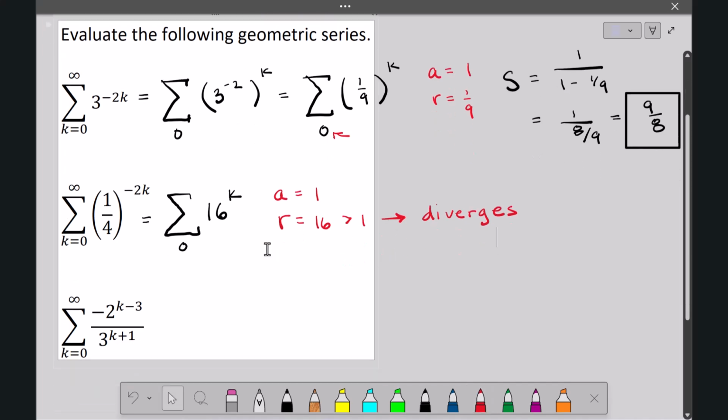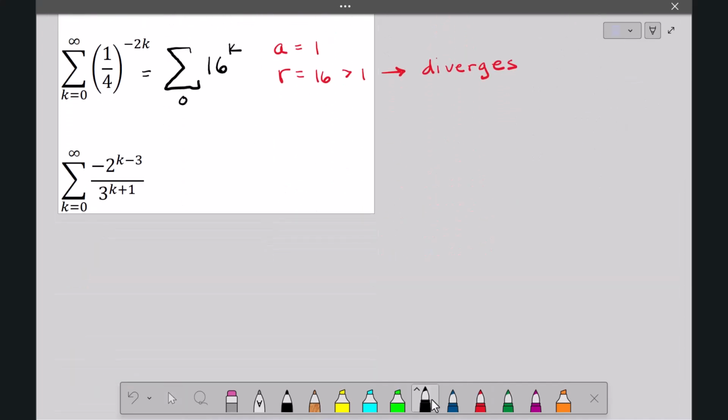All right, let's take a look at the third one. This one we have a little bit more fiddling to do. First off, notice that that minus sign is not in parentheses, so that minus sign is acting like a -1 multiplied by the 2 to the k minus 3. So I will factor that minus to the outside. And then in the numerator, I'm going to treat this as 2 to the k times 2 to the negative 3. In the denominator, I'll treat that as 3 to the k multiplied by 3 using laws of exponents.